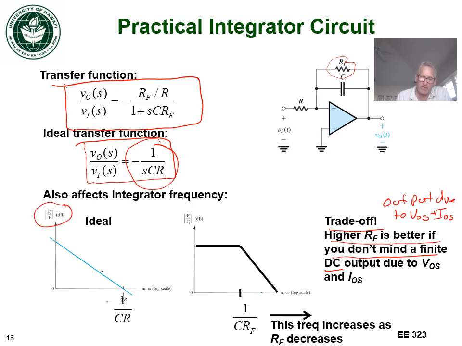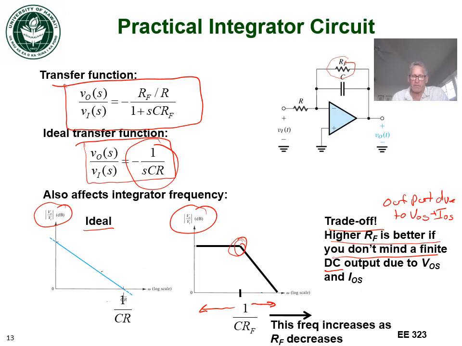So if we look at the transfer function, the ideal case and the case with RF in there, what we see is this corner that's introduced at 1 over C RF. And as RF decreases, this moves to the right and creates a less ideal transfer function. As RF increases, it moves to the left and creates a closer to the ideal transfer function. So there's this balance between how big and how small you make RF.